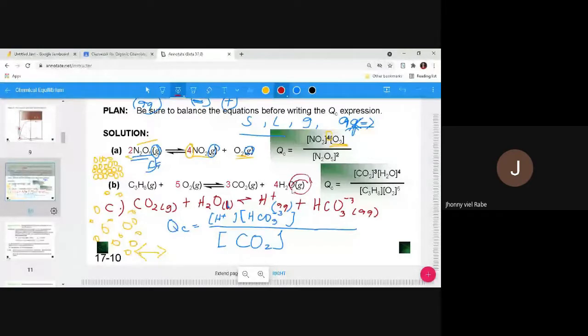Water does not only exist as liquid. It can also be a gas. Vapor, steam, your vapor is gas. So we have the water there.